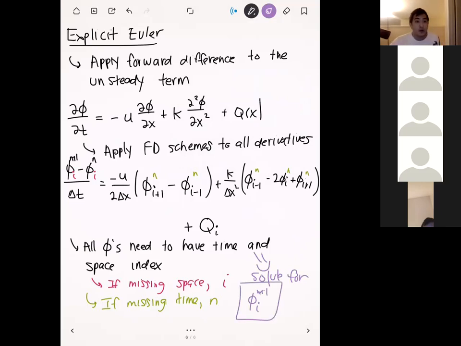Okay. Because if we have an algebraic equation for phi i n plus 1, then that's essentially going to be our time marching scheme. Okay. All right. Any questions on this so far?